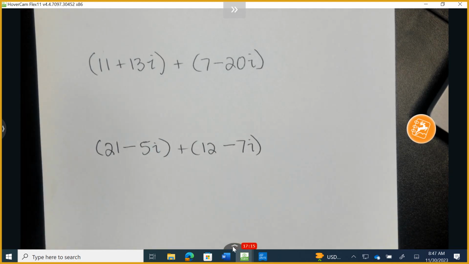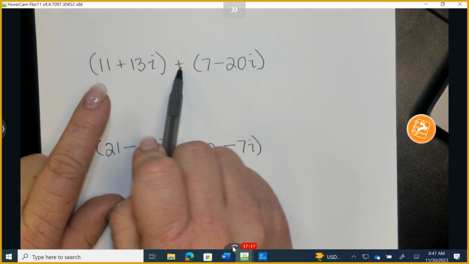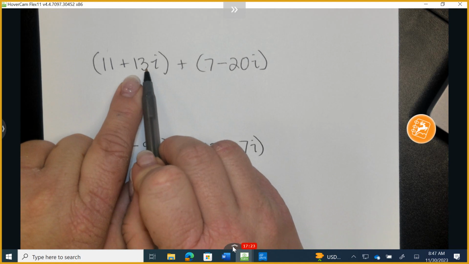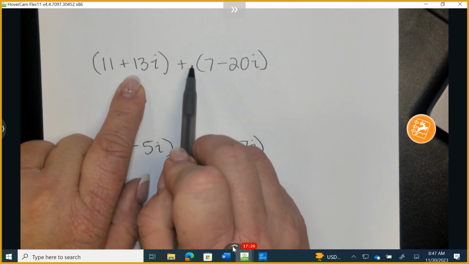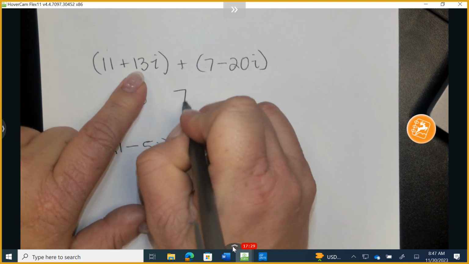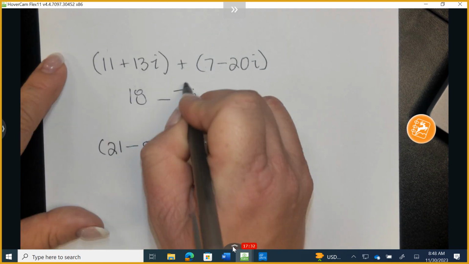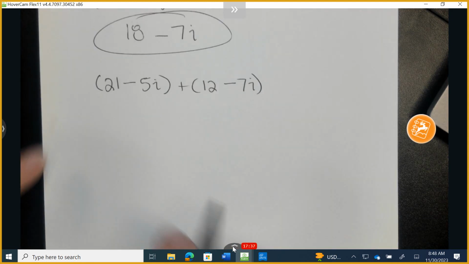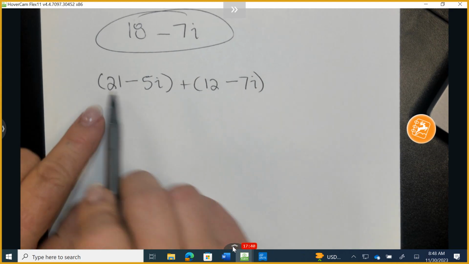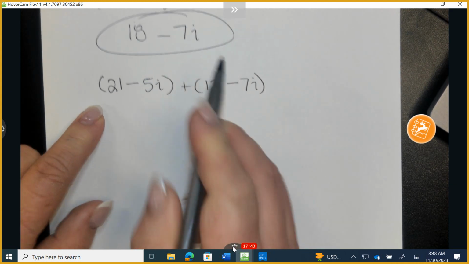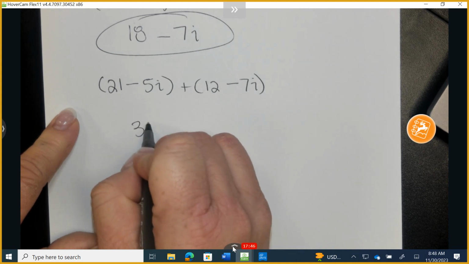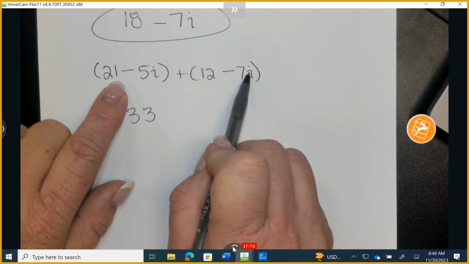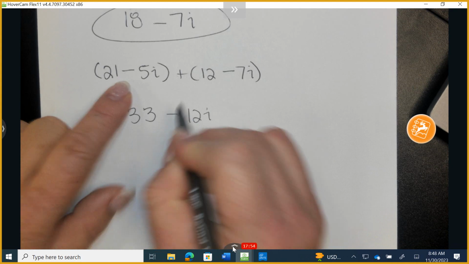When this is positive, you may be able just to look and combine. 11 plus 7 is 18. 13 plus a negative 20, well, they're different signs. I have to subtract, and then I keep the sign of the larger number. Did anybody get the first problem correct? Hands up high? About 50%, okay? Now, it's going to change when this is negative, but we're not there yet. 21 plus 12 is 33. Am I correct? And negative 5i plus a negative 7i, well, they're the same sign, so I'll combine them and keep the sign of the larger number.